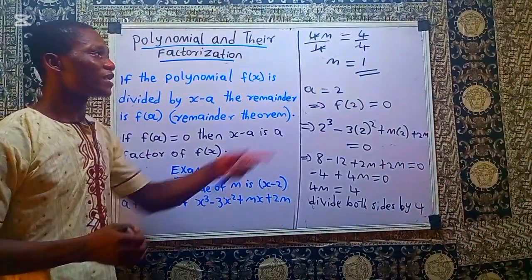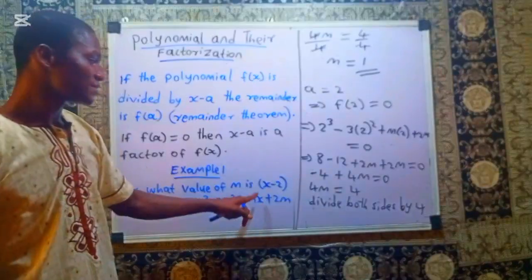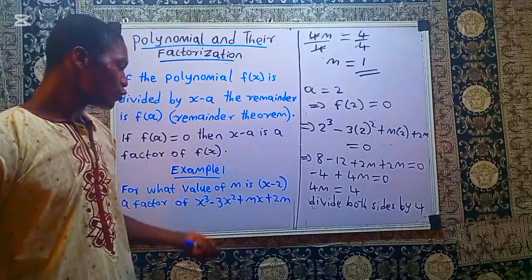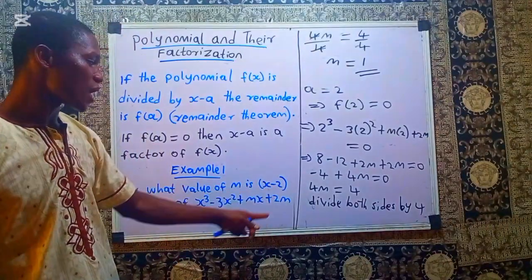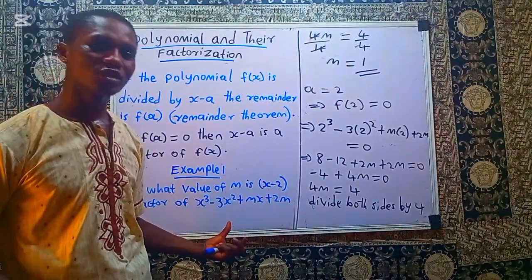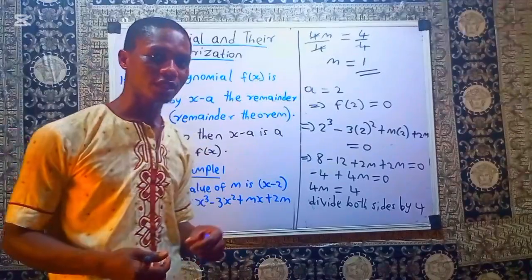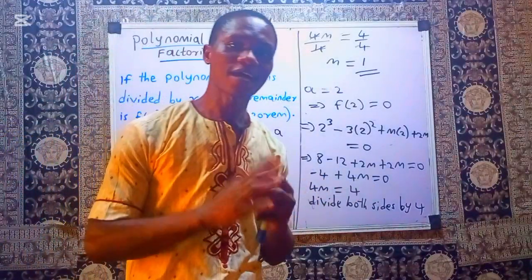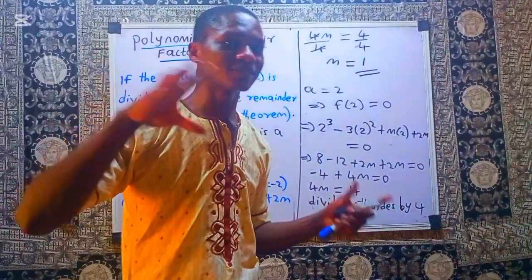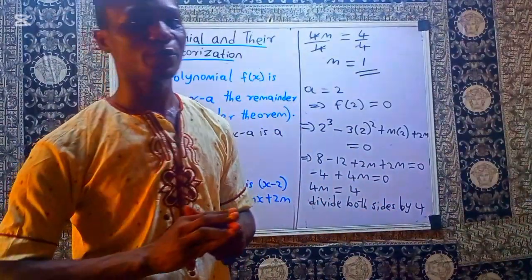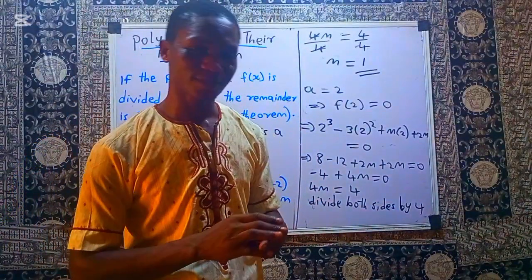So it is when m is 1 that this quantity x minus 2 will be a factor of this polynomial. Which means that if m is 1, then x minus 2 will divide this polynomial without a remainder. So that's all about it. We are going to move on. We are going to look at more of this kind of example in our upcoming class. See you then. Bye.